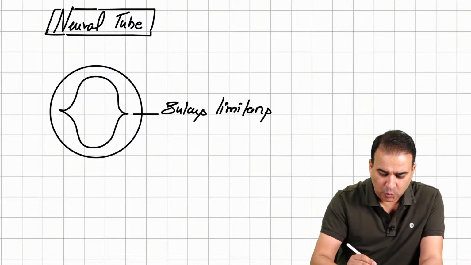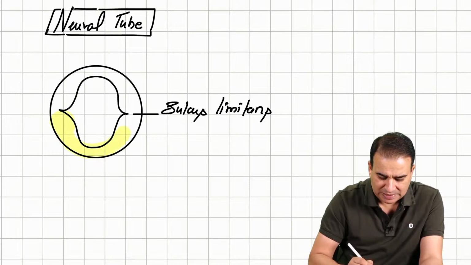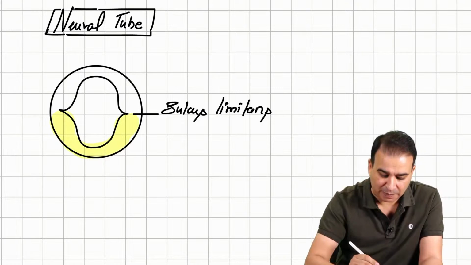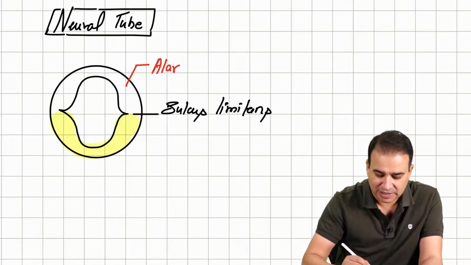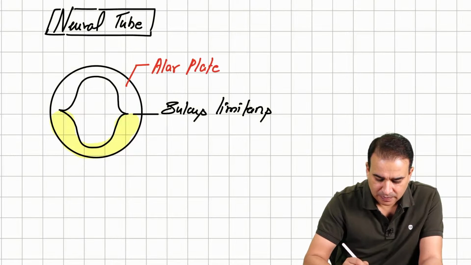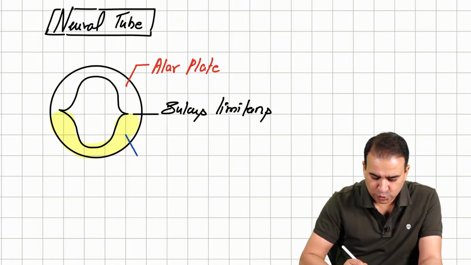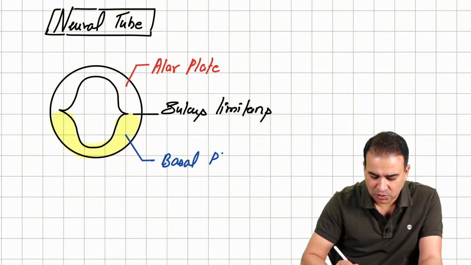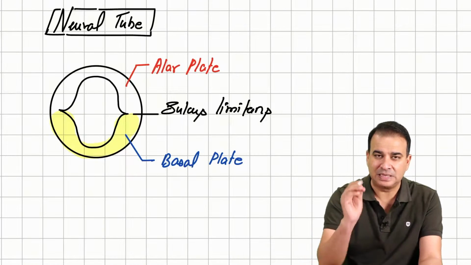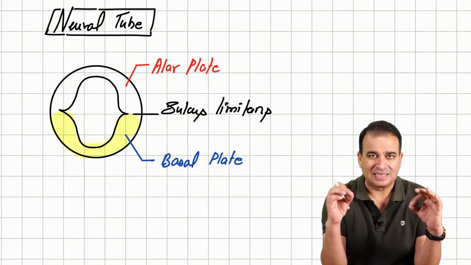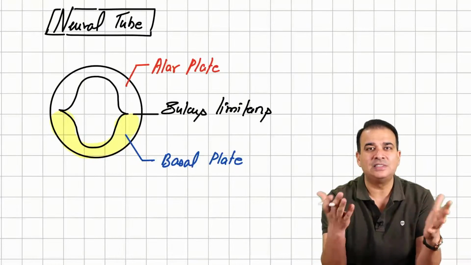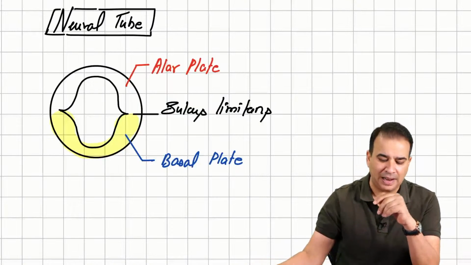As you can see, the ventral part here is called the basal plate, and the dorsal part, which is dorsal to the sulcus limitans, is called the alar plate. Alar plate and basal plate. So you're looking at a picture of a neural tube. You can see a sulcus inside called the sulcus limitans, and that divides the neural tube broadly into these two parts, the alar plate and the basal plate.